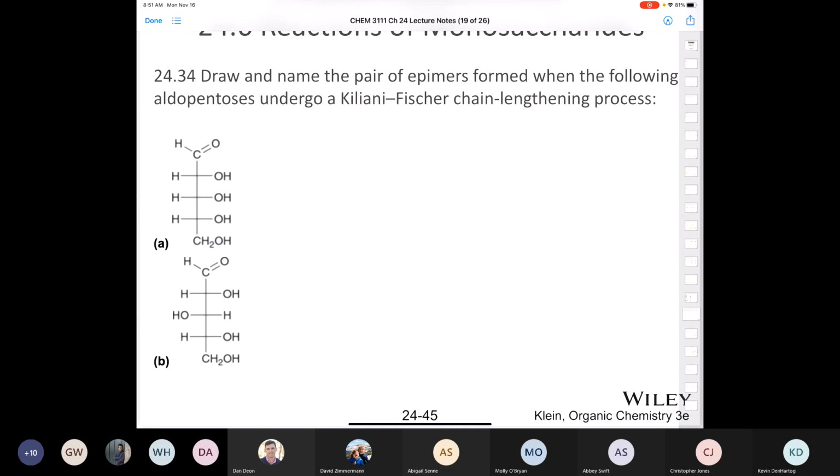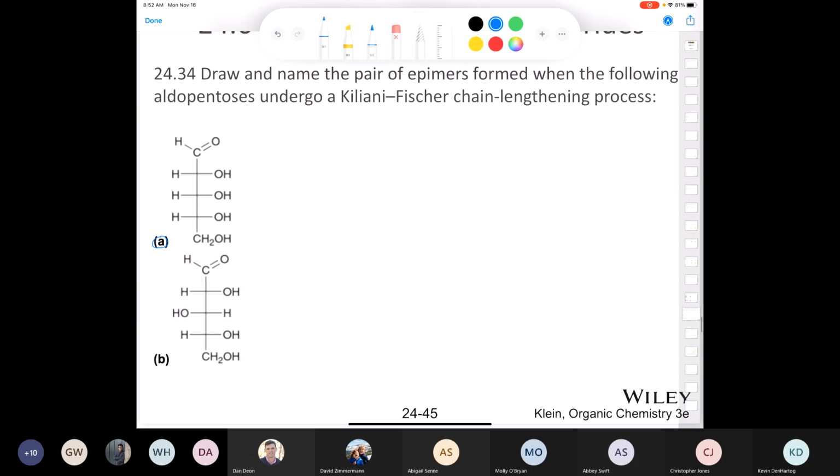23.34 says, draw and name the pair of epimers that are formed when the following aldopentoses undergo a Kiliani-Fischer chain lengthening process. Let's just try A. Remember, the first step is to treat the molecule with hydrogen cyanide. The second step is hydrogen, palladium on barium sulfate in water, so you can hydrolyze the imine in situ. And what are we going to draw? Now we're going to go from having an aldopentose to an aldohexose. So we're going to have CH2OH.